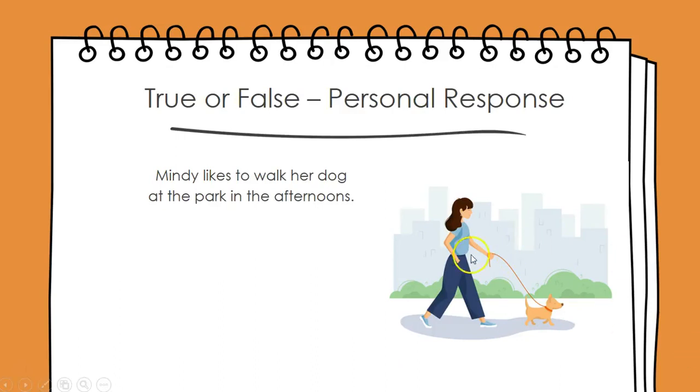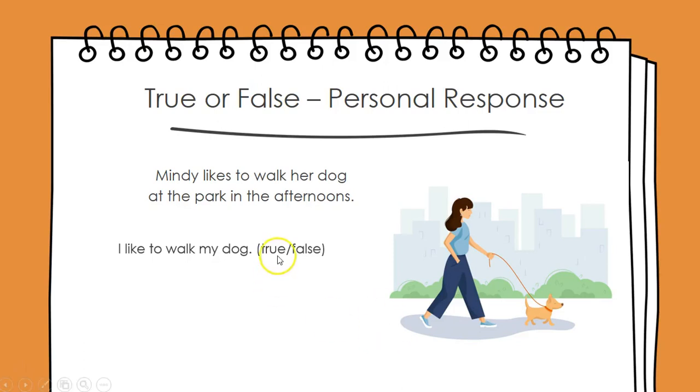And then true or false can also be adapted for a personal response. So this is Mindy. Mindy likes to walk her dog at the park in the afternoons. So this is now asking about you. So the statement, I like to walk my dog, is that true or false for you? And there's no right or wrong answer here. This is just so your teacher and or your classmates can learn more about you.